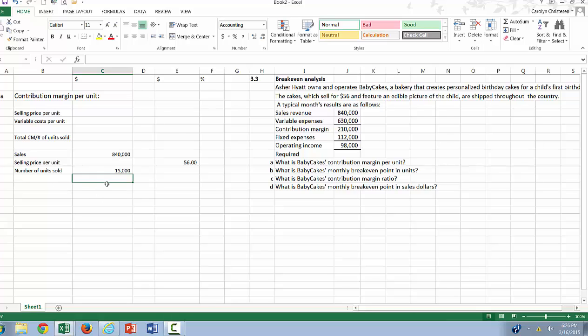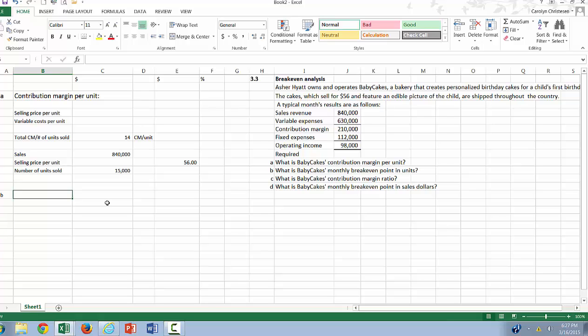Okay, so now that we know that we sold 15,000 units, we can take our total contribution margin of 210,000. We're going to divide that by the number of units we sold, 15,000, and we find out that our contribution margin per unit is $14. So that's the answer to part A.